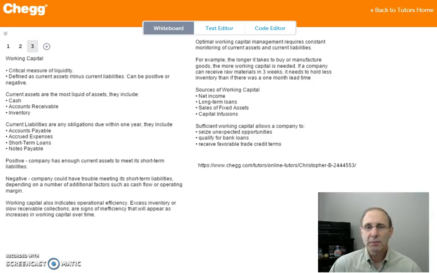What a sufficient amount of working capital allows a company to do is maybe seize on unexpected business opportunities, perhaps an acquisition or some type of equipment purchase. It can mean that a company can qualify for bank loans. It also means that a company can receive favorable trade credit terms. So that's a discussion on working capital.